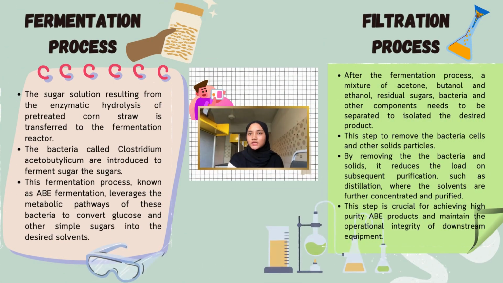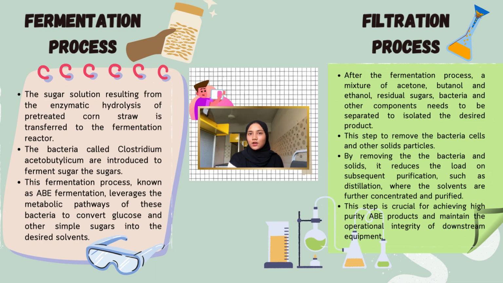The sugar solution from the enzymatic hydrolysis of pre-treated corn straw is then transferred to the fermentation reactor. Here, specific bacteria called Clostridium acetobutylicum ferment the sugars into a mixture of acetone, butanol, and ethanol. This process is known as ABE fermentation.